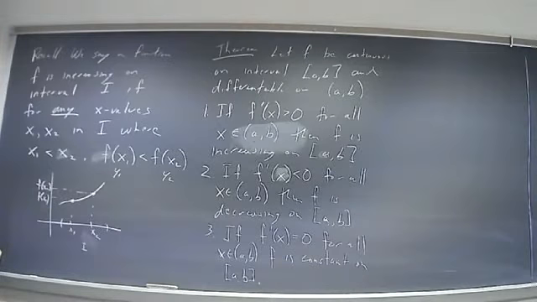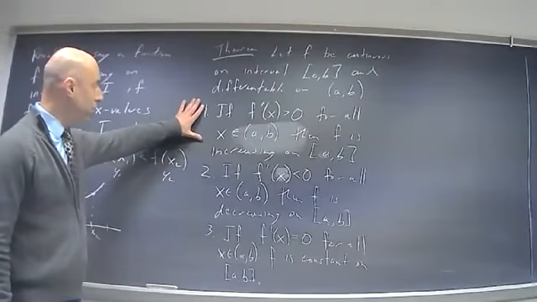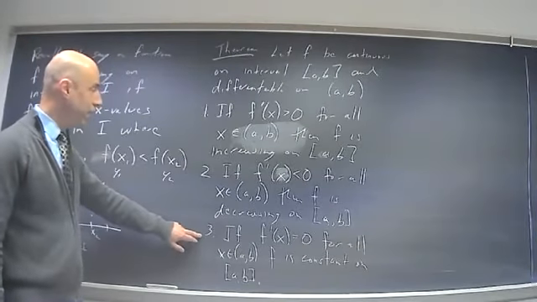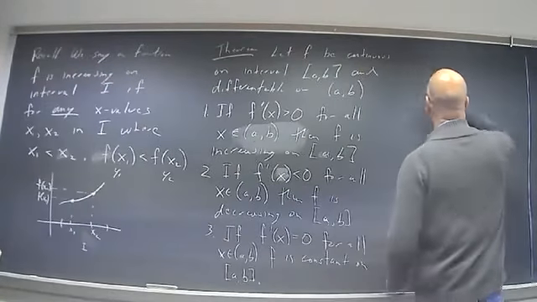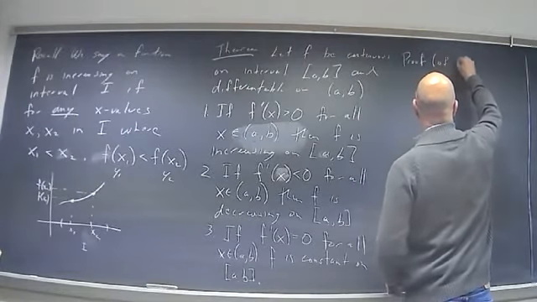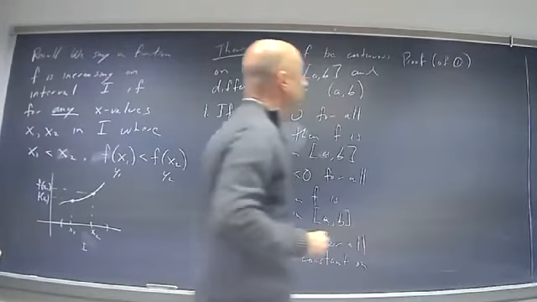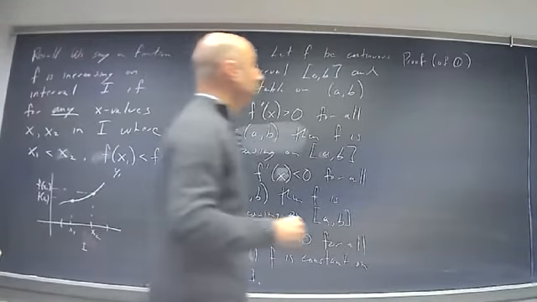Not all functions have derivatives everywhere. We know that not all functions are smooth everywhere. Absolute value of x fails to be smooth, fails to be differentiable at x equals 0. Now, I want to show you how the proof of this works. I'm going to show you the proof of 1. Once you understand the proof of 1, the proof of 2 and 3 follow exactly the same way. So we're going to assume.